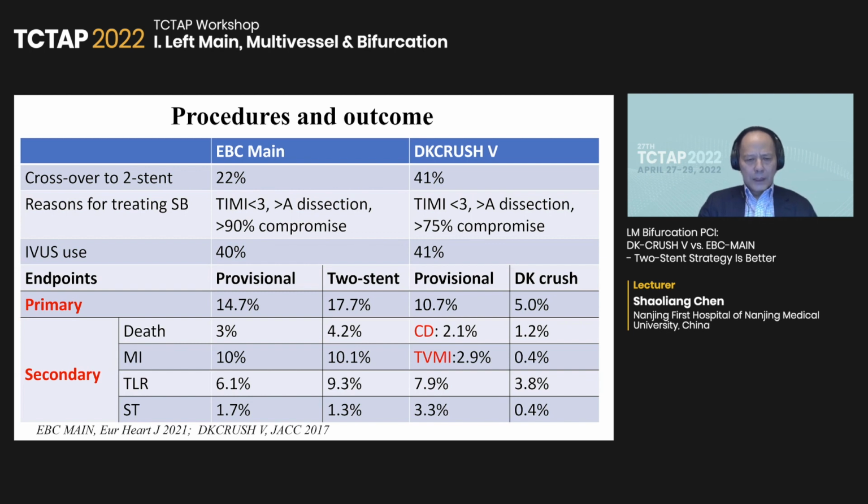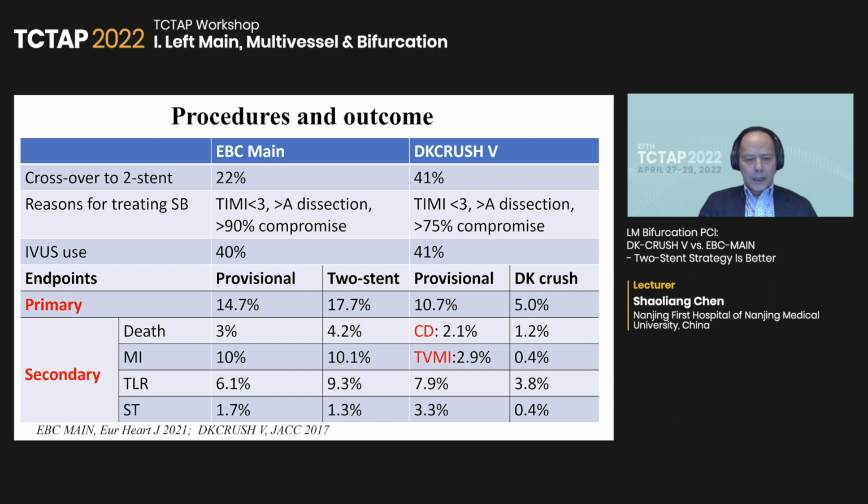At 1-year follow-up, let's focus on the 1-year MACE rate after the two-stent technique in EBC main, which was 17.7% compared to only 10.7%. Again, this is because of the different definitions of 1-year MACE between the two studies. So I have checked my original data to see the 1-year MACE rate according to the EBC main definition, which was only 12.6% after provisional from the DK-5 study.